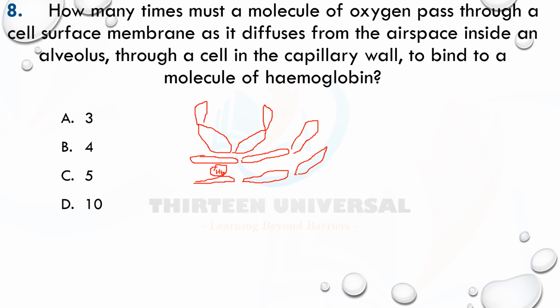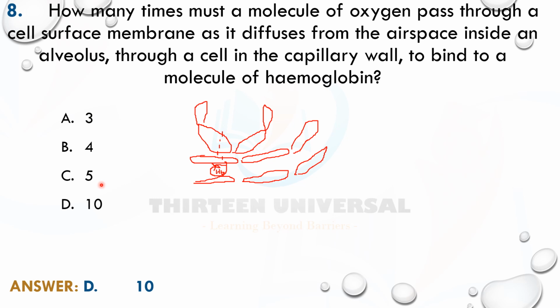Okay, let me take it again. It's going to cross here. This is one. Watch this. It will pass through this one, enter this cell, diffuse, and then come out. This is two. Then you enter here, three, come out four, enter the red blood cell, five, where it combines with hemoglobin. So 1, 2, 3, 4, 5. So 5 is the answer. The answer is C. Don't mind the typo.